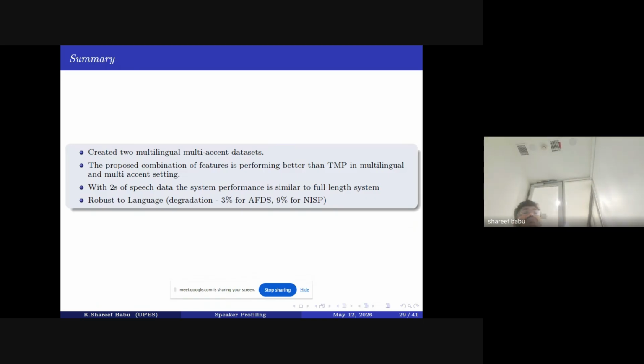At the max, there is a 2% to 3% degradation with the AFDS datasets and 9% degradation with the NISP dataset. So far we looked at only the conventional methods. Now let's try to understand something with the end-to-end architecture. In this end-to-end architecture, what we have tried something new is we have integrated this joint prediction.